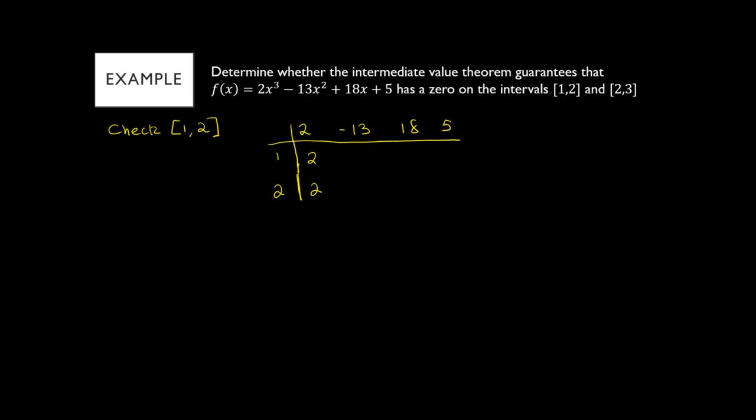So I'm going to just do the first row. I'm going to do 1 times 2, which then gets written on the next one. 2 minus 13 is negative 11. Then I have 1 times negative 11, and that gets written on the next one. And then negative 11 plus 18, that's the same as 18 minus 11, that's going to be 7. And then 1 times 7 is 7, 7 plus 5 is 12. So f of 1 is equal to 12.